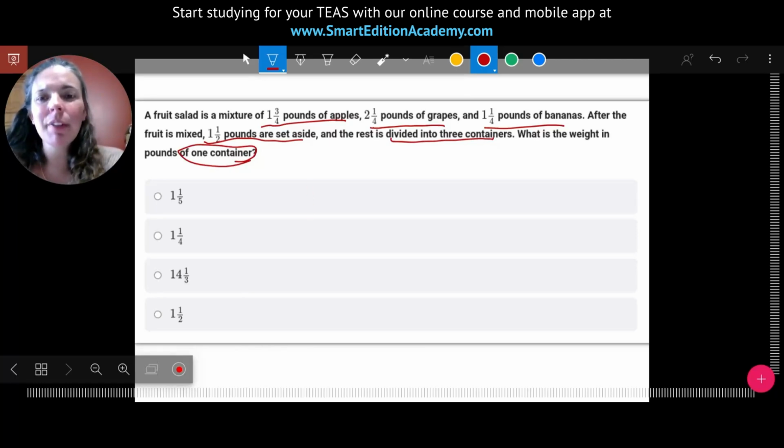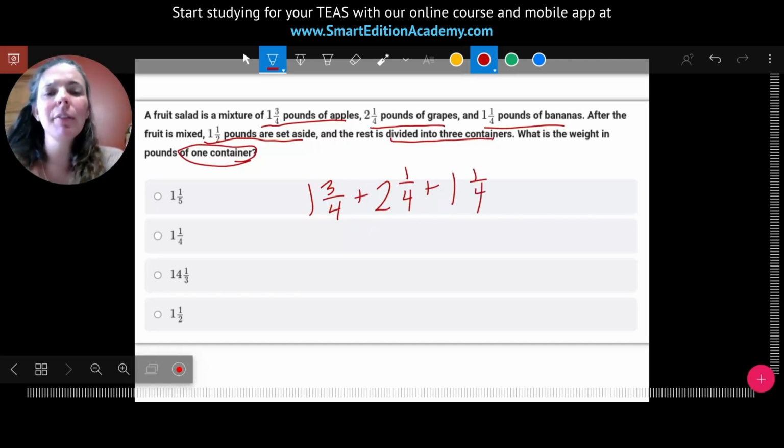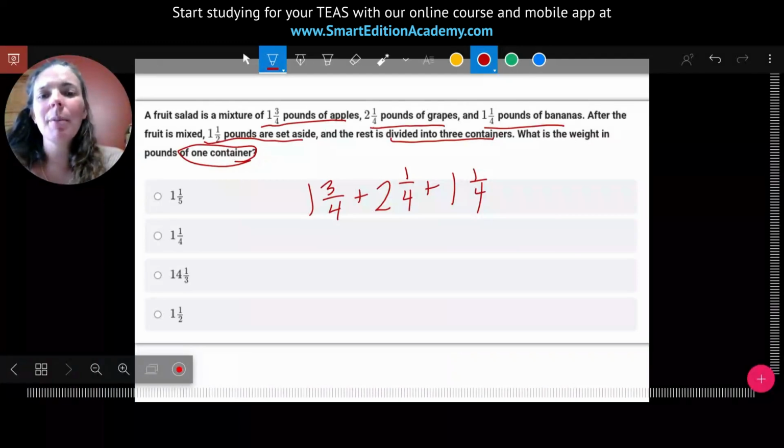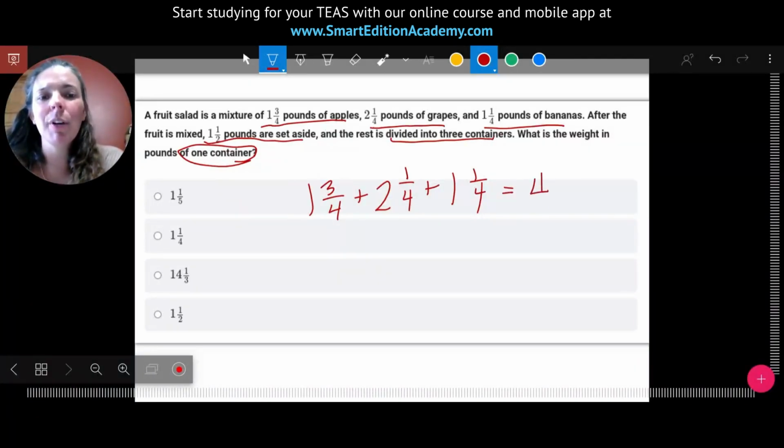So first thing I want to figure out is our total weight. So I'm going to add the apples, the grapes, and the bananas. So luckily for us, we've got a common denominator here. So I'm just going to go through and add. So I have 1, 2 plus 1, so I have 4. And then 3/4 plus 1/4 plus 1/4 is 5/4. So normally we wouldn't leave it like this, but I still have other operations I have to do. So I'm just going to leave it for now.